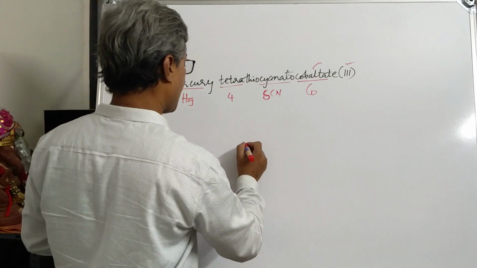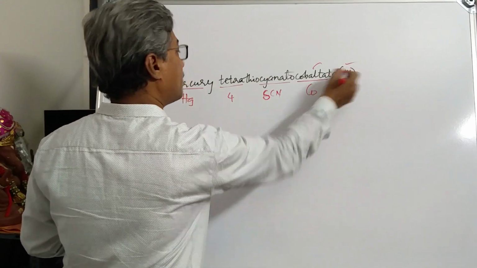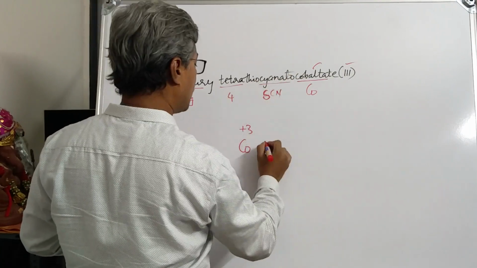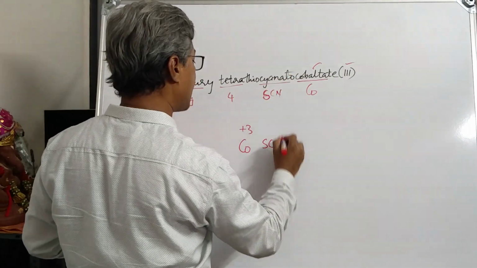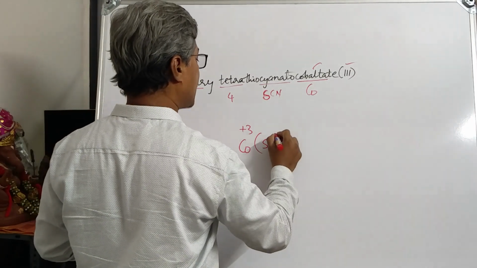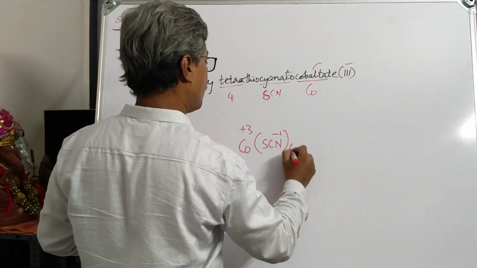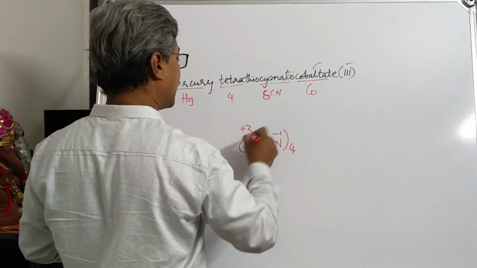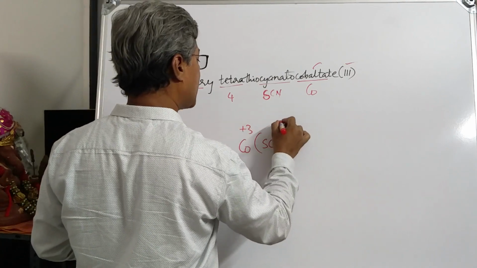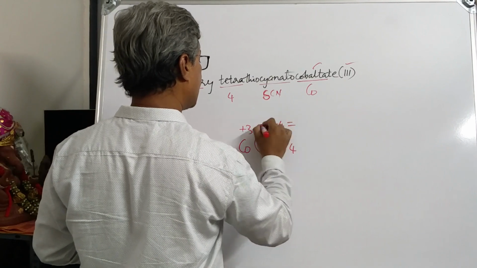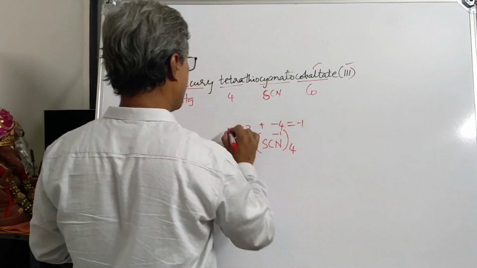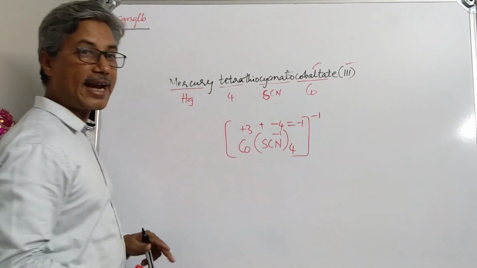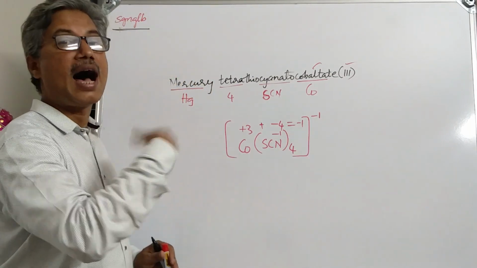The central atom is cobalt, which is +3. Thiocyanato, SCN, its charge is -1. How many times? 4 times. Then what is the charge on this? It is +3 and -4. Therefore, if you add these two, it will be -1. It means that the coordination polyhedron is -1, that is negative. That means it should be written after the counter ion.